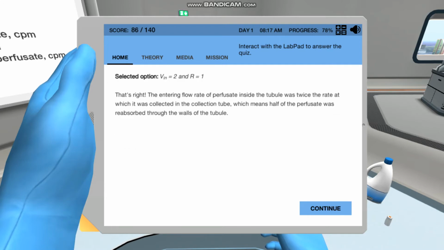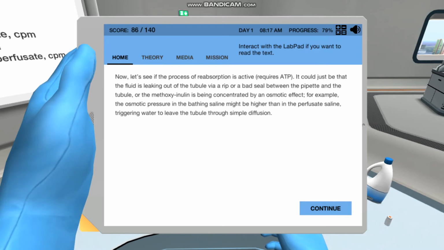That's right. The entering flow rate of perfluorescate inside the tubule was twice the rate at which it was collected in the collection tube, which means half of the perfluorescate was reabsorbed through the walls of the tubule. Now, let's see if the process of reabsorption is active.